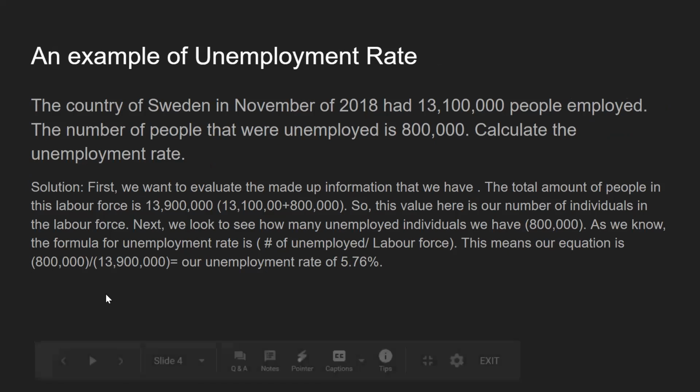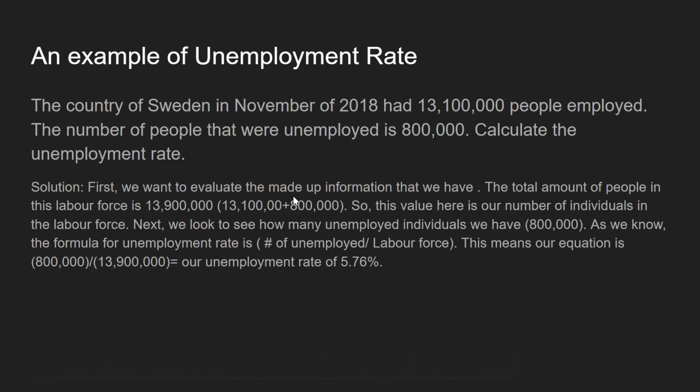So here's my solution. First we want to evaluate the made up information that we have. We have 13.1 million people employed and 800,000 unemployed. The sum of these added up is going to be the labor force value, which is 13.9 million. So this value here is our number of individuals in the labor force.